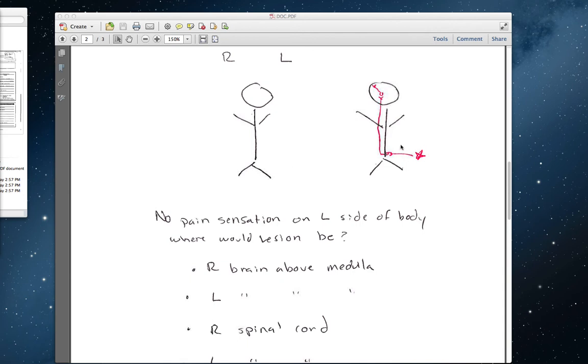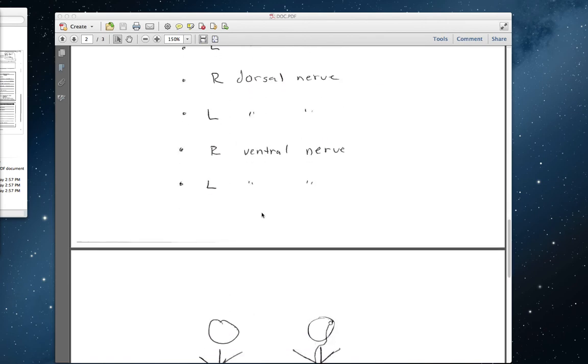Ipsilateral means it's on the same side of the midline. So your lesion here, for example, would be on the same side of the midline as your symptom. Whereas over here, it's on the opposite side of the midline, away from the lesion. So that's one example. Let's move on to the next one.